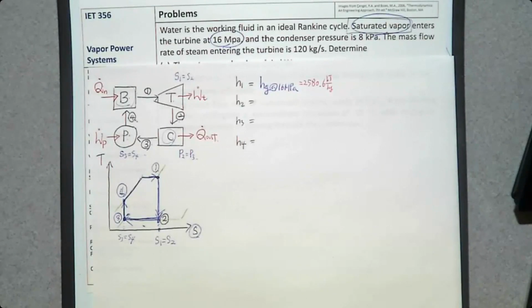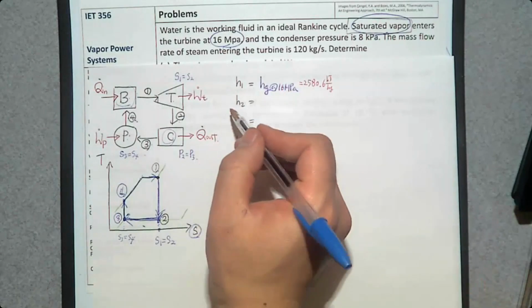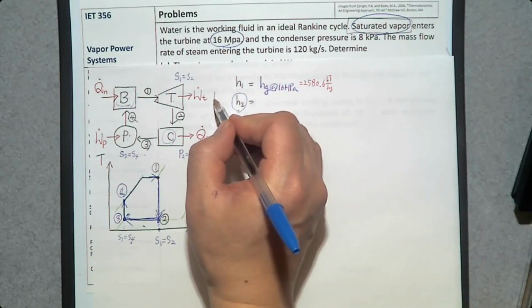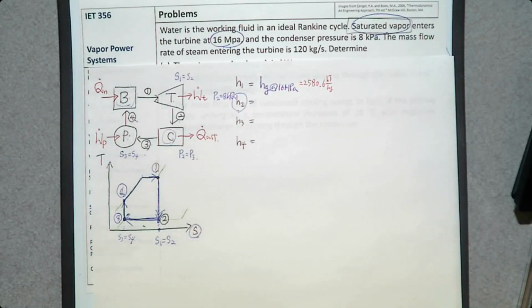Then what's the next? Okay, so we have an isentropic expansion in the turbine, and what is the condition at state number 2? The pressure is 8 kilopascal. Okay, we know pressure. So for this H2, we know pressure P2 is 8 kilopascal. Do we know anything else? No. Can you determine H2? No. So you need to find another property at number 2.